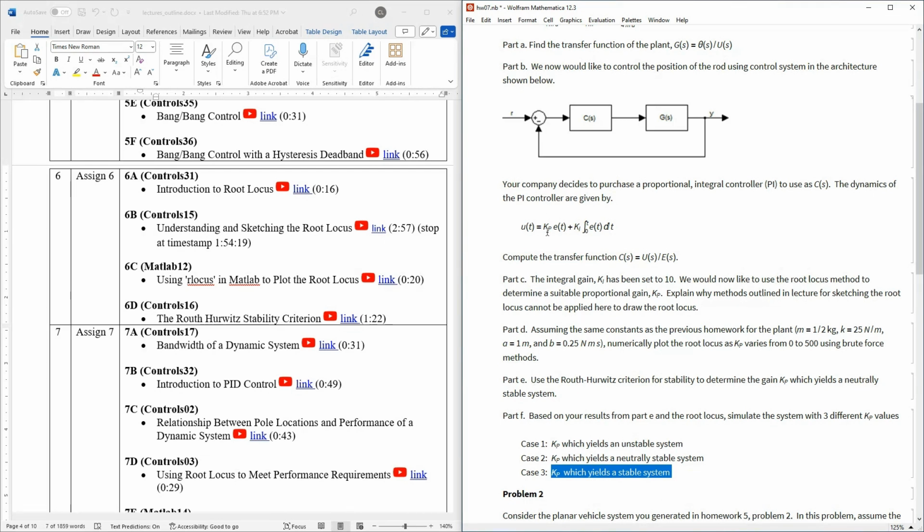It's good for looking at how we can use root locus techniques to design this very simple PI controller, and then we can simulate and see what happens. So that's what problem 1 is all about.